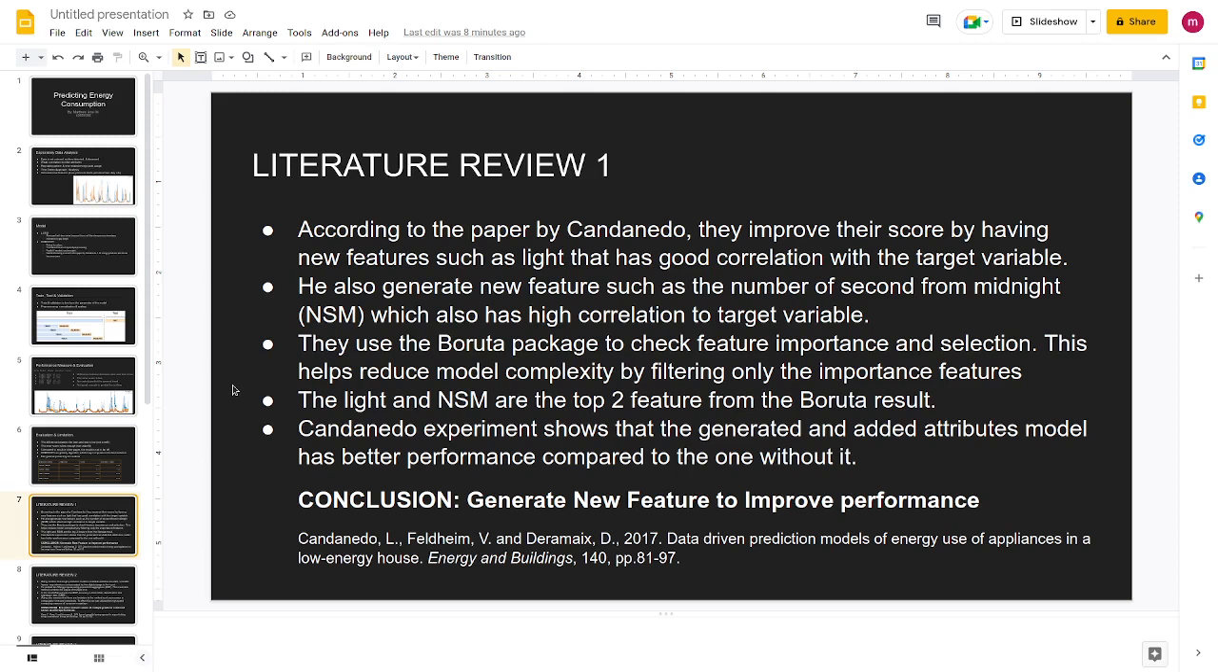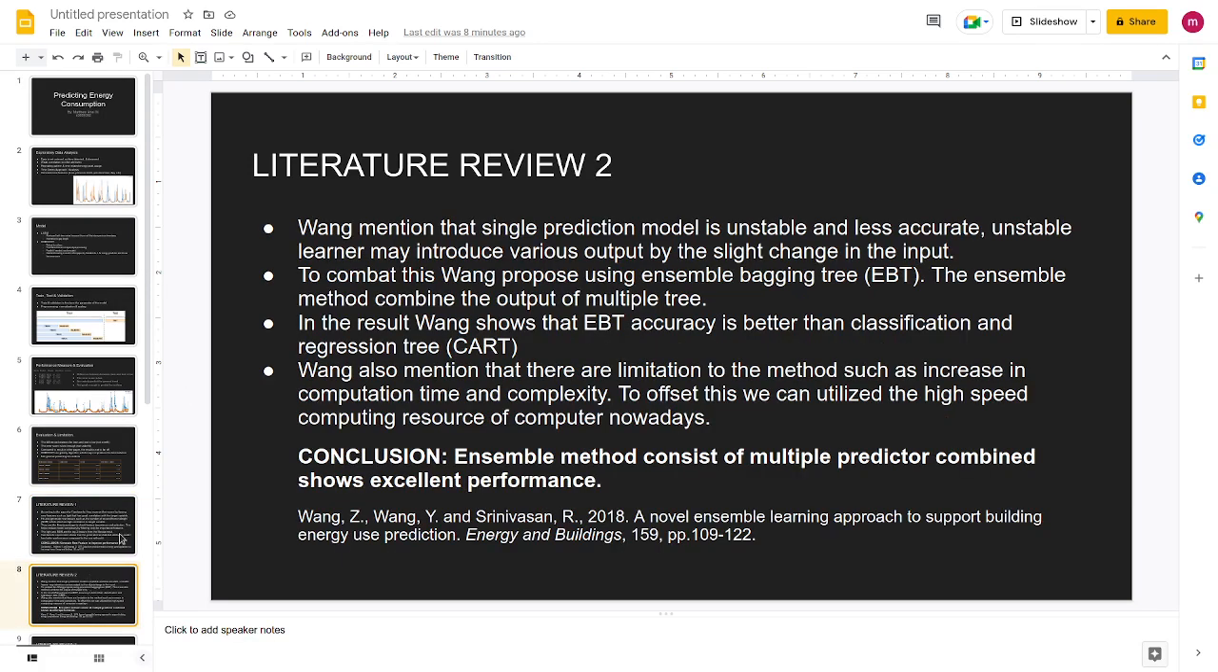Candanedo's experiment shows that the model with the generated and added attributes has better performance compared to the one without them. So the conclusion is that generating new features to improve performance is possible. And then for the second literature, Wang mentioned that a single prediction model is unstable and less accurate. It is unstable because a learner may produce various outputs from a slight change in the input.